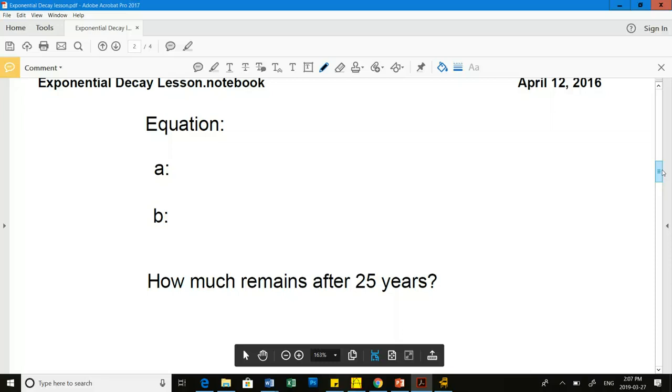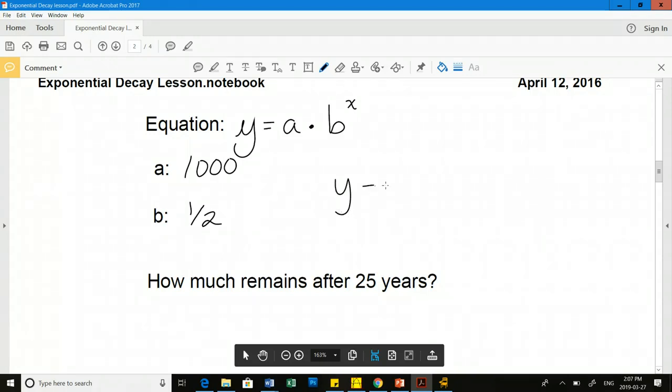Okay, so our equation, just to remind you from yesterday, was A times b to the x, where y is the future value and x is total time over the time for a half-life. So here our A value, the initial amount, is 1,000 milligrams. And B, because we're dealing with the amount being halved every time, is our decay factor. So anytime you see half-life, your B will be half. So our general formula here is going to be 1,000 times a half to the exponent x.